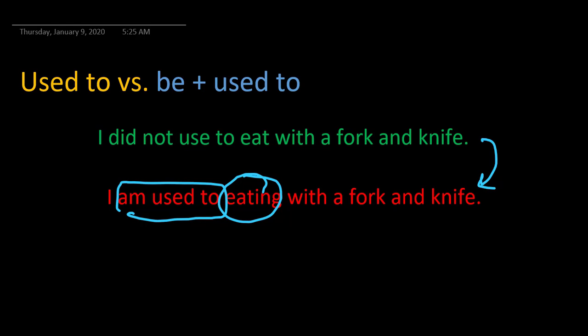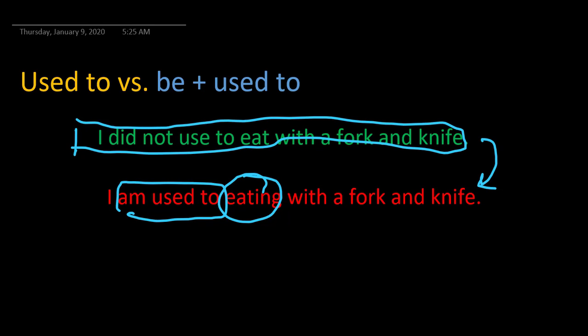Okay? So imagine that in the past you didn't used to eat with the fork and knife, but now you have learned something new. You have mastered it, eating with a fork and knife. Then you should express it by using be used to. Remember, you should have the be part. Okay? So I'm used to eating with a fork and knife.